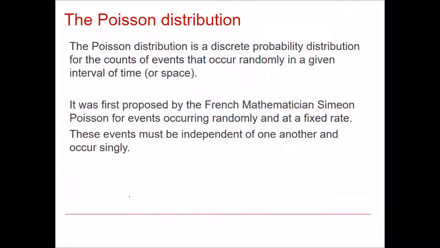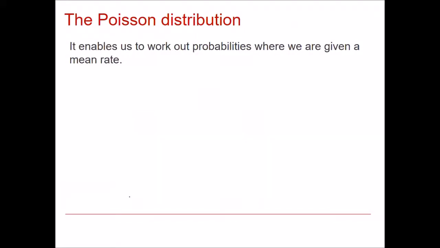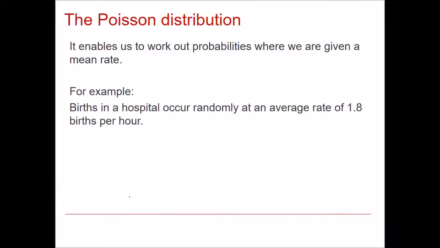The conditions of the Poisson distribution are that events must be independent of one another and must occur singly rather than in pairs or groups. The Poisson distribution allows us to calculate probabilities where we know the mean rate at which events occur. For example, if we knew the mean rate of births per hour in a hospital, we could calculate the probability of getting a particular number in any given hour.